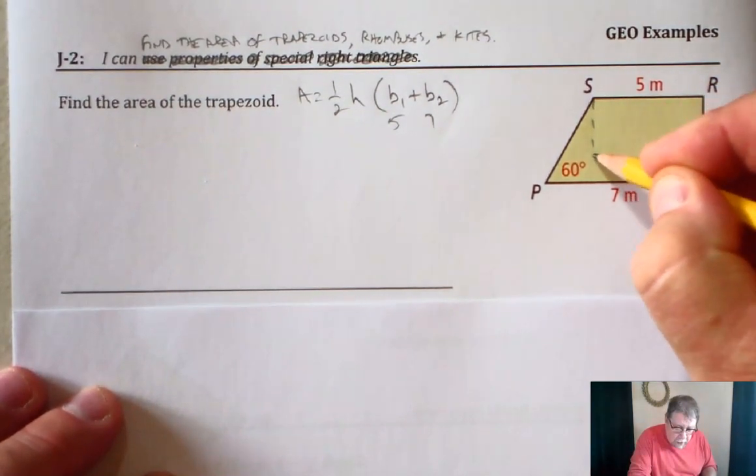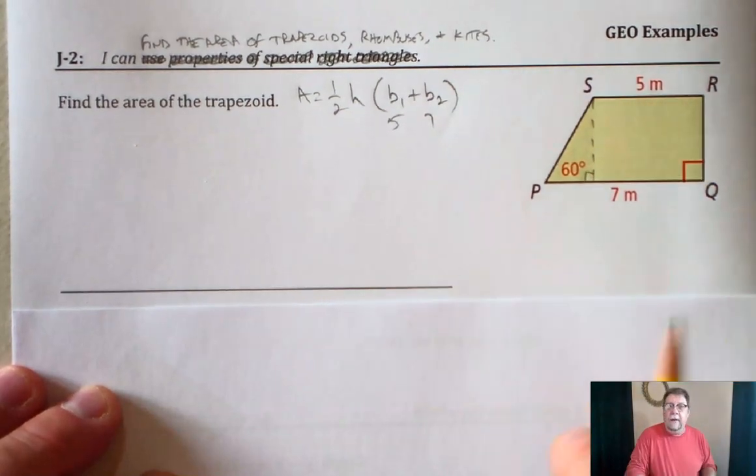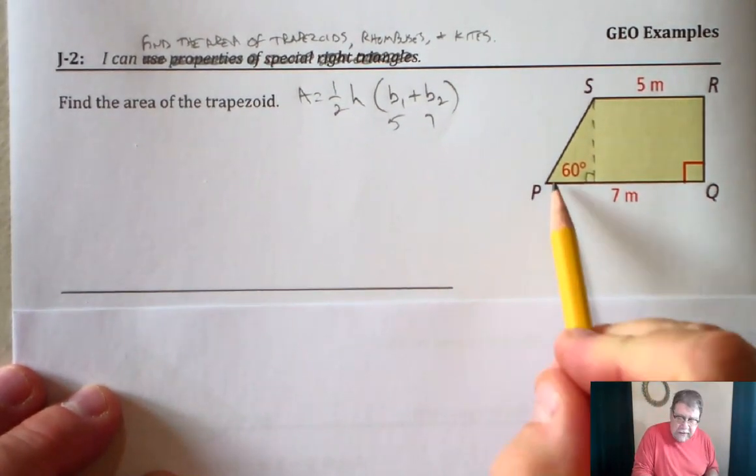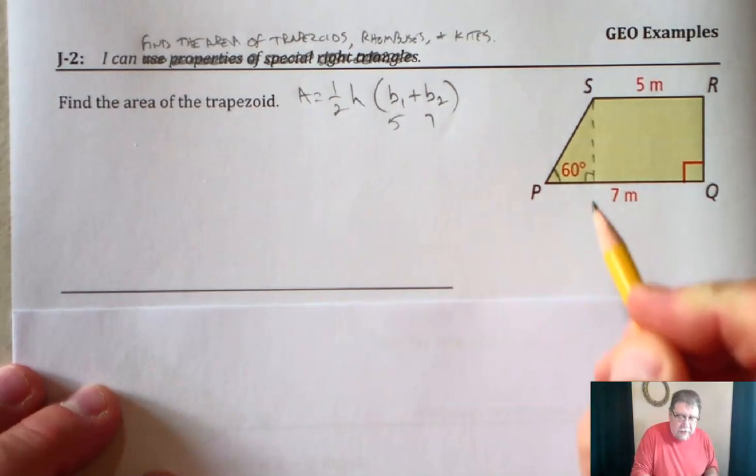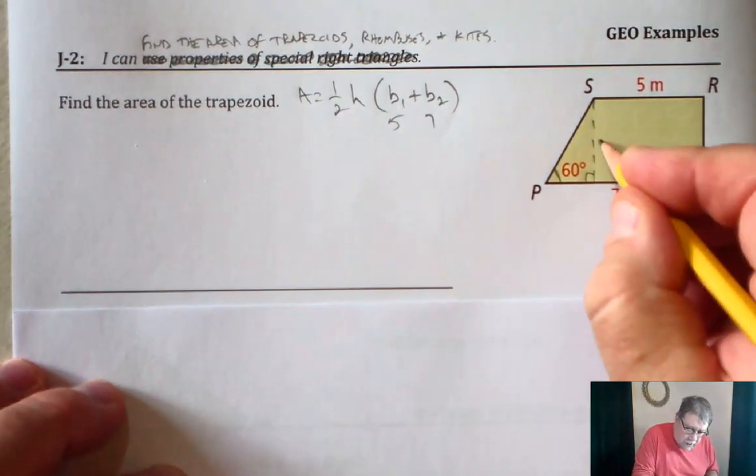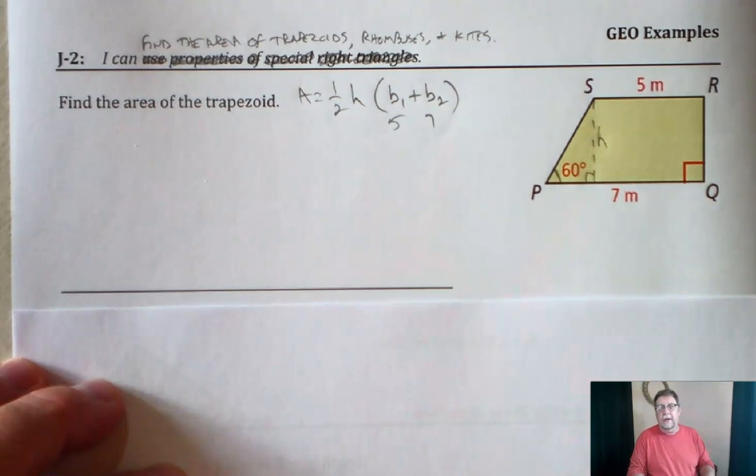This is where I would like to drop the perpendicular. Okay. What I do know, though, is that this angle is a 60-degree angle. So the question is, what is the measure of that h? And so we have to figure that out.